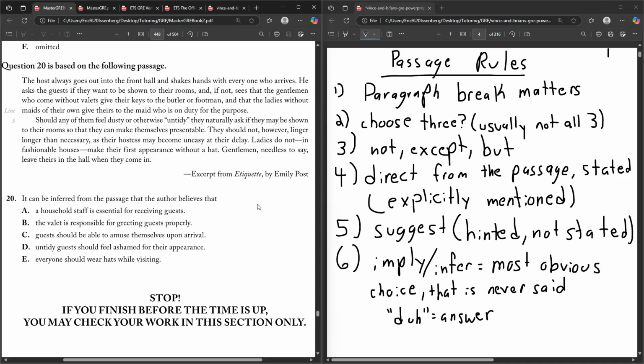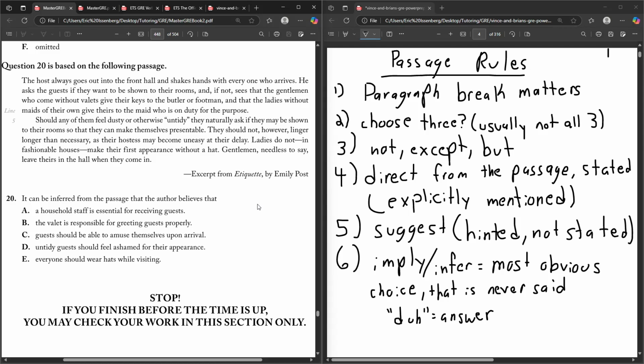So let's try it. The host always goes to the front of the hall and shakes hands with everyone who arrives. This is just a story on etiquette from, I imagine, a while ago. He asks the guests if they want to be shown to the room, and if not, sees that the gentlemen who come without valets give their keys to the butler or footman, and the ladies without maids give theirs to the maids on duty for the purpose. Should any of them feel dusty or otherwise untidy, they naturally ask if they might be shown to their rooms to make themselves more presentable. They should not, however, linger longer than is necessary, as their hostess may become uneasy with their delay. Ladies do not, in fashionable houses, make their first appearance without a hat. Gentlemen, needless to say, leave theirs in the hall when they come in.